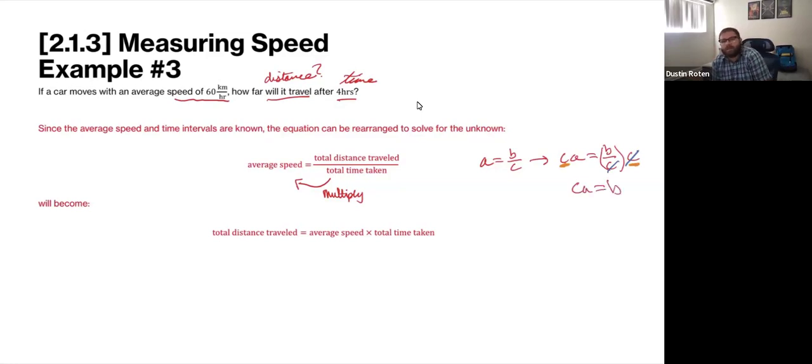Well, we're going to do the same thing, except with words and not just symbols. So if we multiply this over, we're going to have average speed times the total time taken, and that's just going to equal the total distance traveled. Well, let's plug in these numbers. We know the average speed, we know the total time taken. So just a simple multiplication. Notice that the units cancel, right? Hours cancel, and we are left with 240 kilometers.